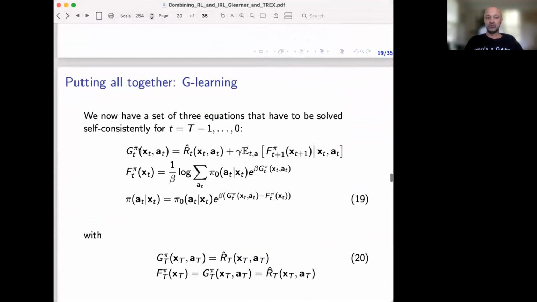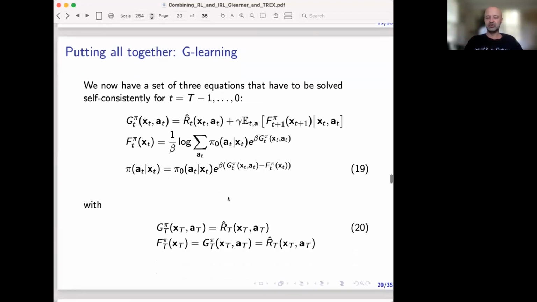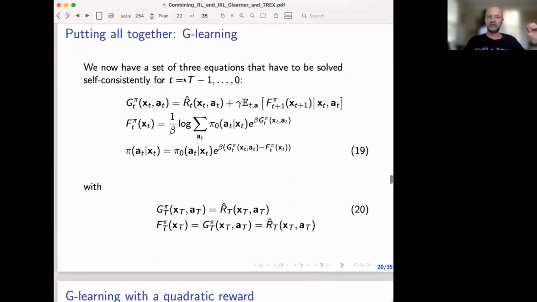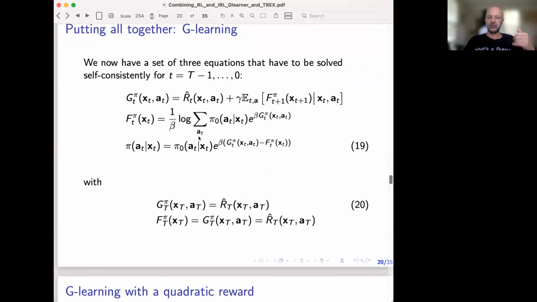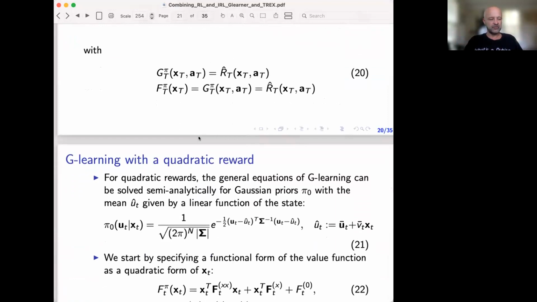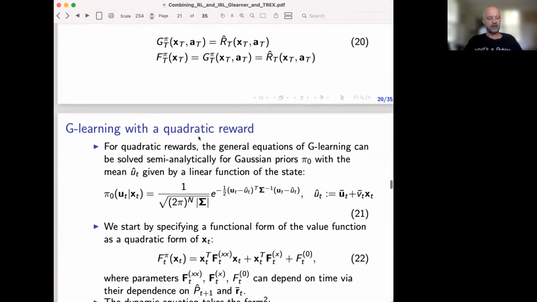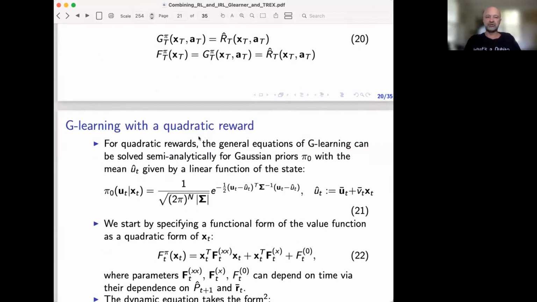So we have three equations given here for three unknowns, which are the g function, the f function, and the policy, which we simply have to solve self-consistently for time dependent problems. All these functions become dependent on time, and this system has to be solved recursively backwards in time, starting from the terminal time, using terminal conditions, which are shown here. But for each time step, we simply keep iterating between these equations until we see convergence. So this gives you convergence for a given step, and then you can proceed to the next, to the previous time step. All right.